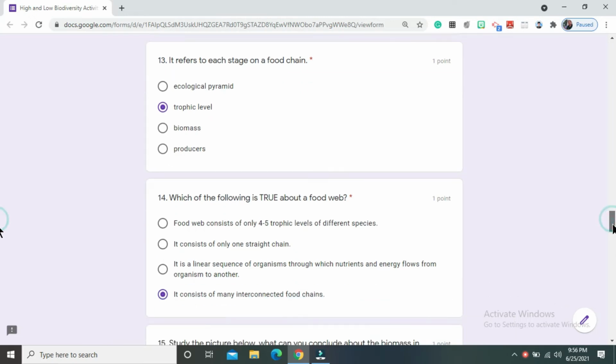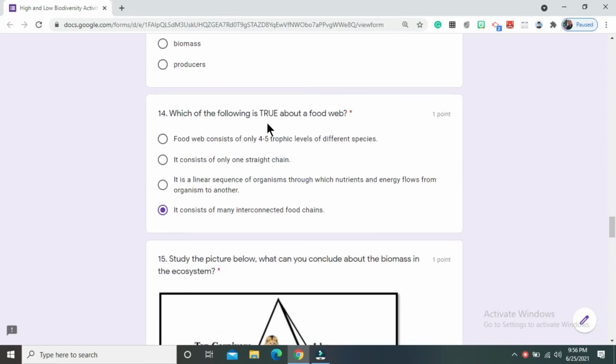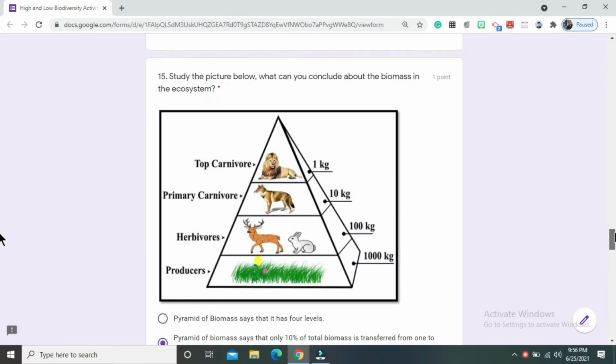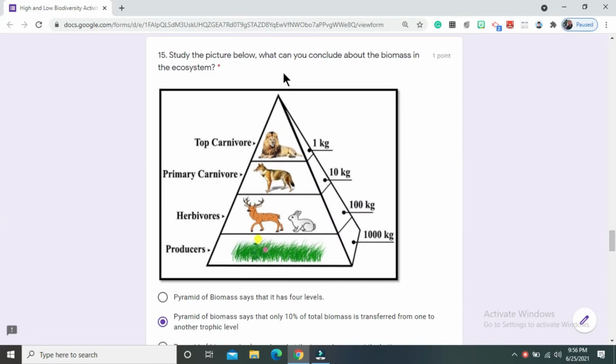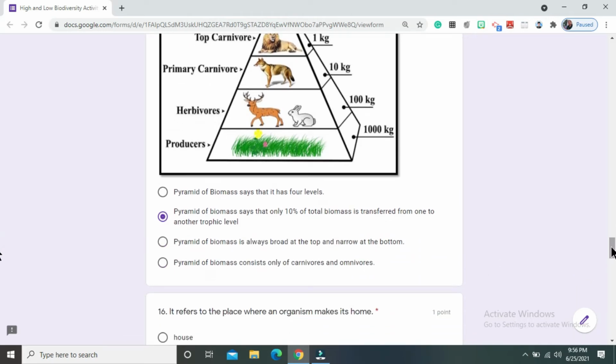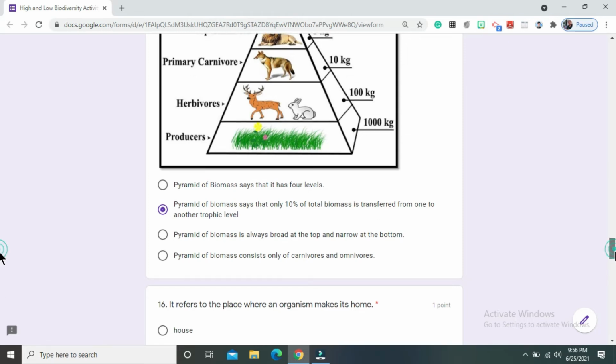Question number 14. Which of the following is true about a food web? The correct answer is it consists of many interconnected food chains. Question number 15. Study the picture below. What can you conclude about the biomass in the ecosystem? The correct answer is pyramid of biomass says that only 10% of the total biomass is transferred from one to another trophic level.